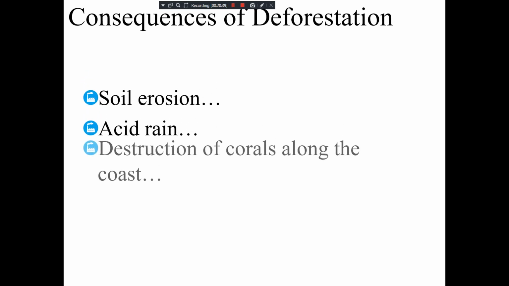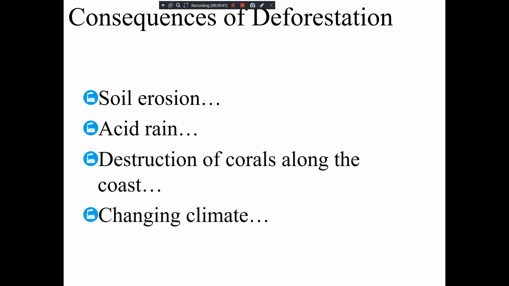Then soil erosion. When the trees are cut, I have told you in the last class about the importance of soil. Now the soil is firmly bound by the root system, and roots will not allow the soil to erode. But when the trees are cut, the soil gets exposed, and then there will be soil erosion, loss of topsoil, then acid rains.